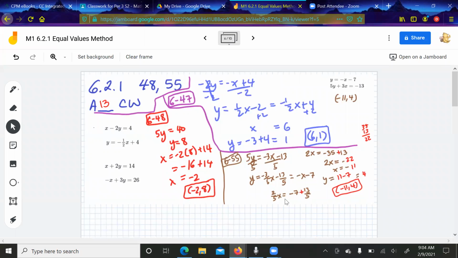And then I add 13/5 to both sides. I multiply by 5 to get rid of this fraction because I don't want that fraction. When I multiply it by 5, I get 2x equals negative 35 plus 15. Then I get x equals negative 11. Plug it into the negative x minus 7 part, and I get 4 for y. So the solution was negative 11, 4. Okay, and that's how you do it with equal values. With equal values, we kind of got some messy fractions in there, but not too bad.